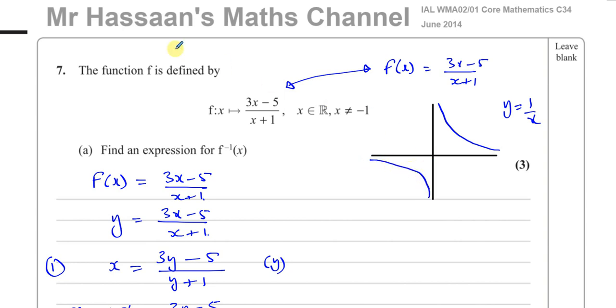Something like that. I don't know, is that straight or not? Okay, good. All right.